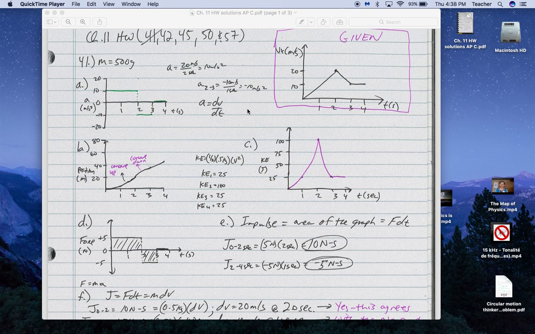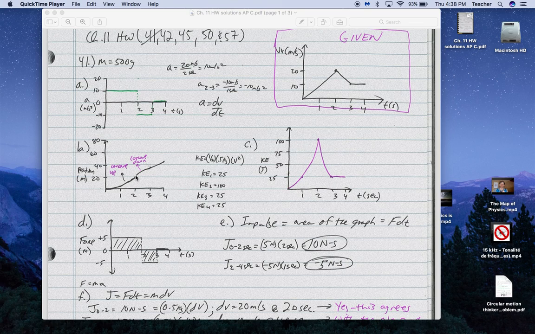So that's dv/dt. The slope of this graph is initially 10 meters per second squared, then negative 10 meters per second squared, then 0. So that's this graph. Here, we're trying to figure out the position time graph. Because we always have a positive velocity, we always have an increasing position.